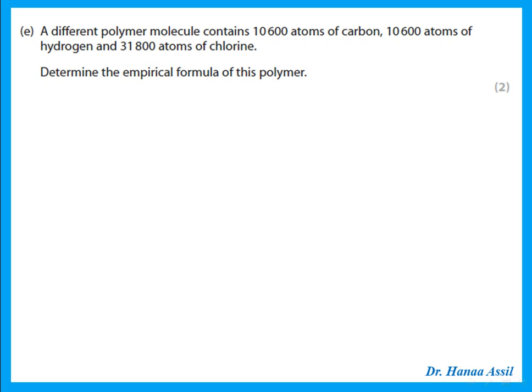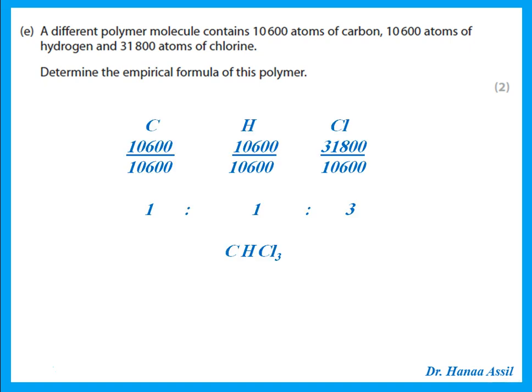A different polymer molecule contains this number of atoms of carbon, this number of atoms of hydrogen, this number of atoms of chlorine. Determine the empirical formula. So in this case, he's already giving me the number of atoms. So I just divide by the smallest to determine the simplest ratio between the atoms. So the empirical formula of this polymer is CHCl3. Remember, you don't need to divide first by the atomic mass of each one. You can directly get the simplified ratio of the number of atoms.